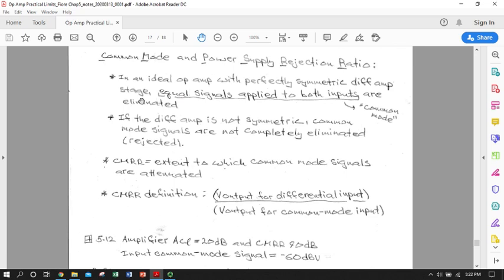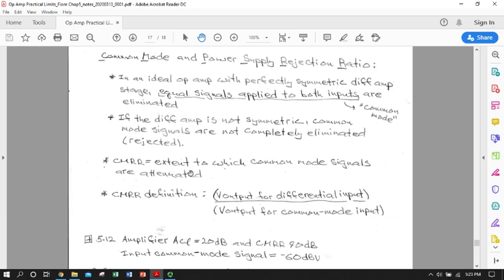If the differential amplifier isn't symmetric, then common mode signals aren't completely eliminated. They're mostly eliminated, but the extent to which we get rid of them is important because we're really relying on this effect for our high gain op amps and multi-stage op amps to not be amplifying noise along with signal, because signal to noise is what we care about.